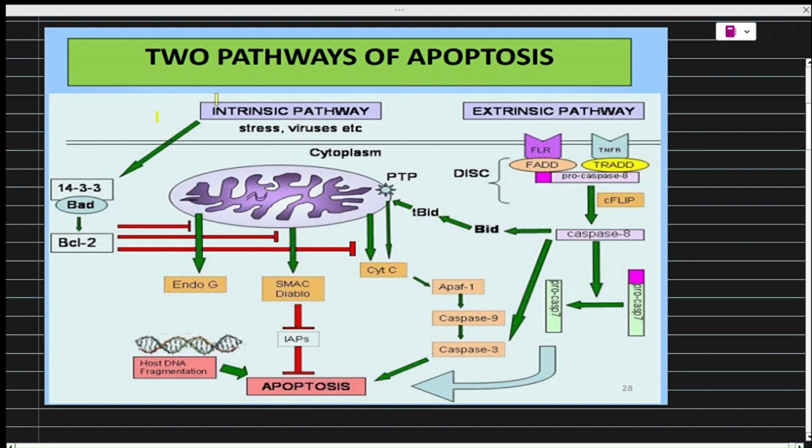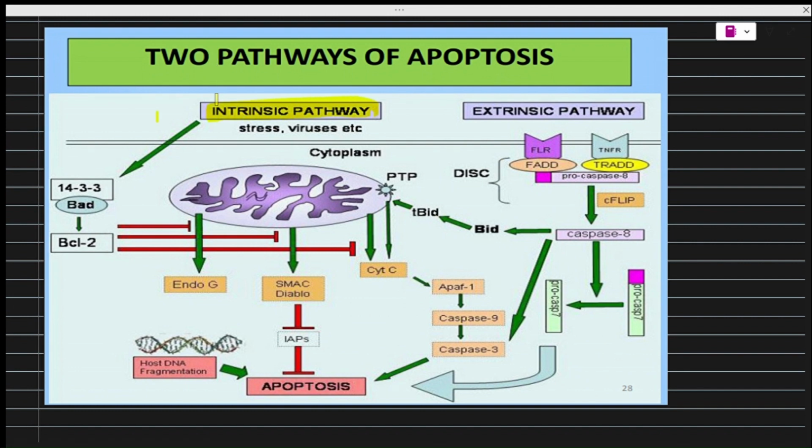Just for reference, let's see how the intrinsic pathway carries out its steps. A stress signal like DNA fragmentation comes and activates BCL2, which further activates Bax protein. Bax creates a pore in the mitochondria, and cytochrome C is released from this pore. Cytochrome C binds with APAF1, and seven subunits of APAF1 along with cytochrome C combine and form a heptamer, which activates caspase 9, and caspase 9 activates caspase 3, which causes apoptosis.